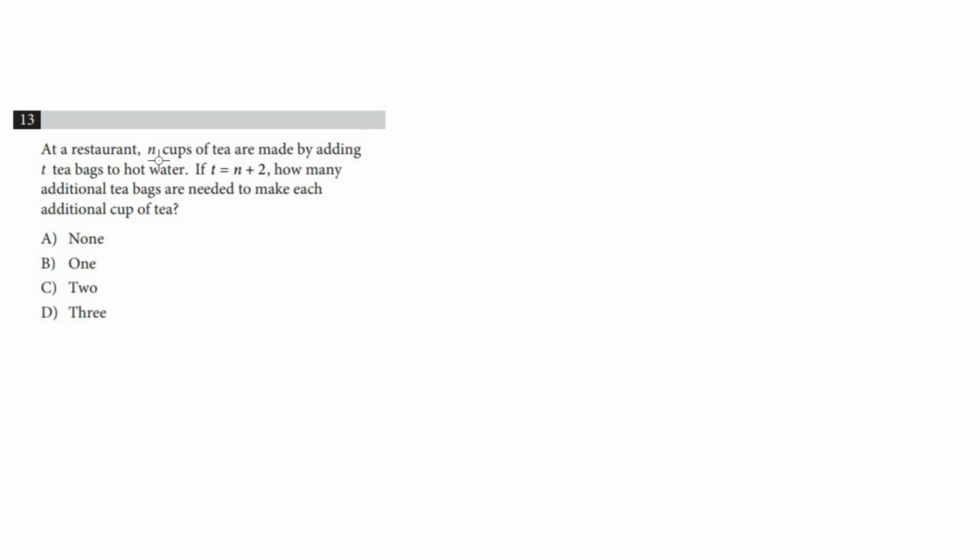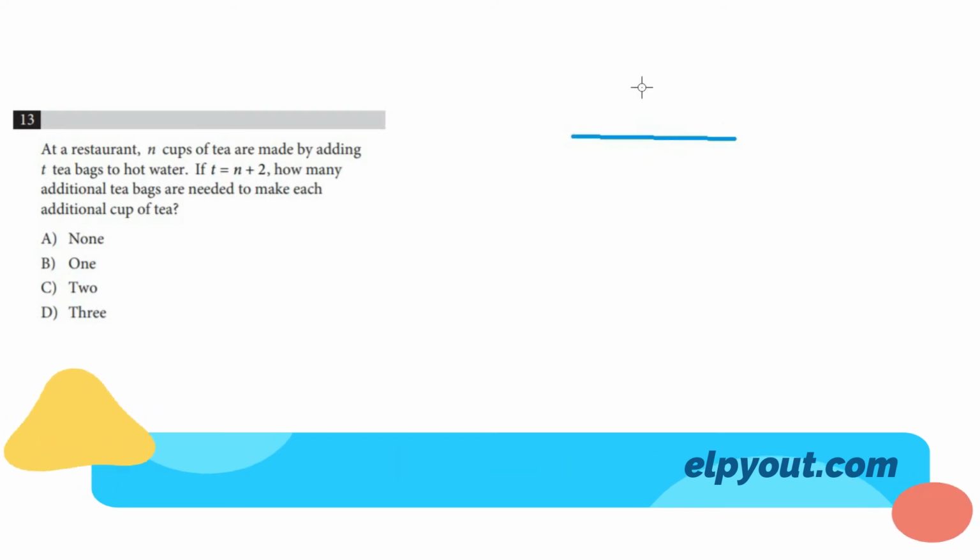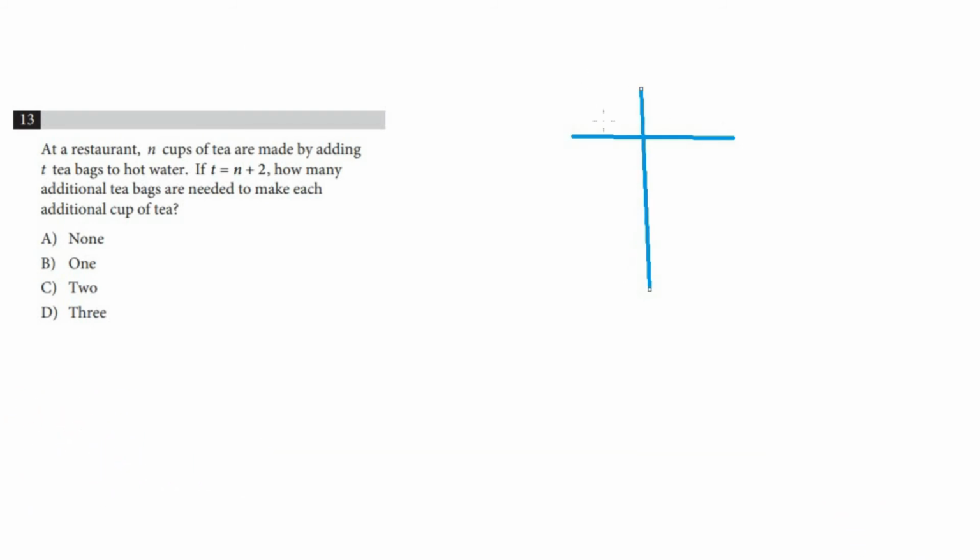For this problem, given that n is the number of teacups and t is the number of tea bags, we are given t equals n plus 2. So using that, we can make a table. For n equals 1, we will have t equals 1 plus 2 equals 3. For n equals 2, t equals 2 plus 2 equals 4. For n equals 3, t is 3 plus 2 equals 5.